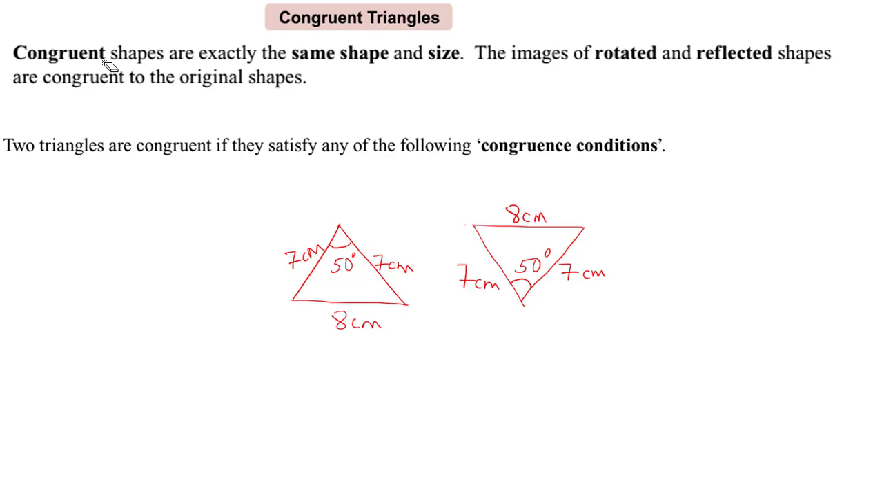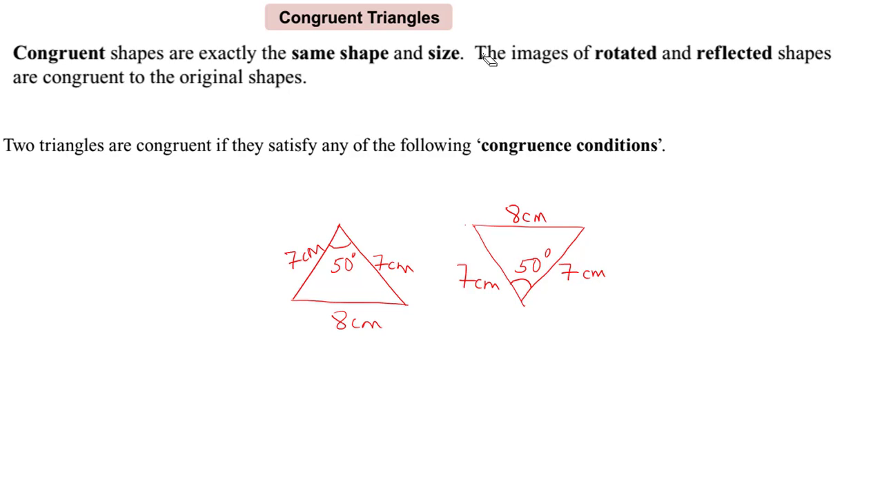Now, congruent shapes are exactly the same shape and size. So if I have two shapes in front of me and they're exactly the same thing, one could just be facing left while the other one's facing right. One could just be upside down while the other one is upright, but they're exactly the same size and same shape. Then we say that the shapes are congruent.